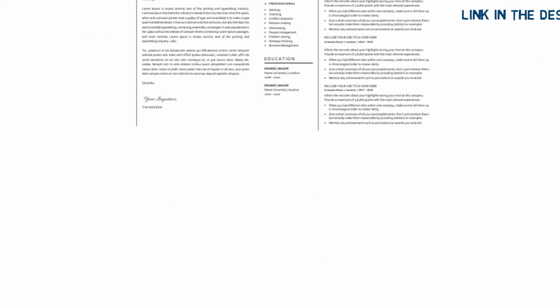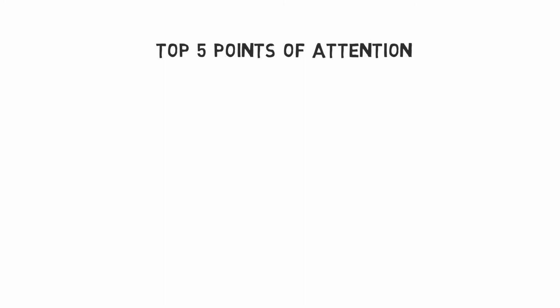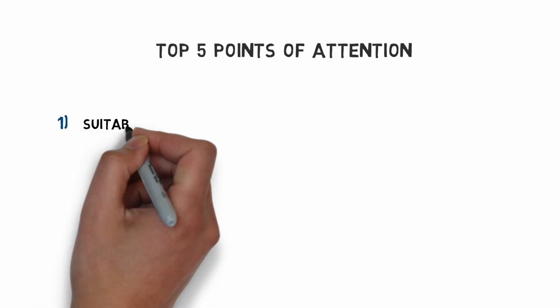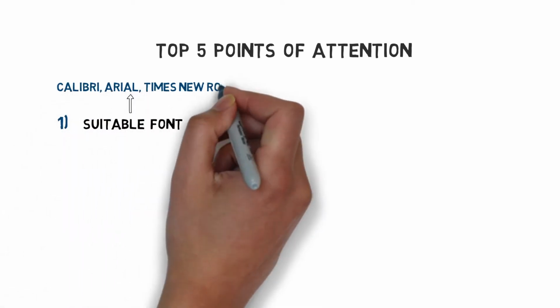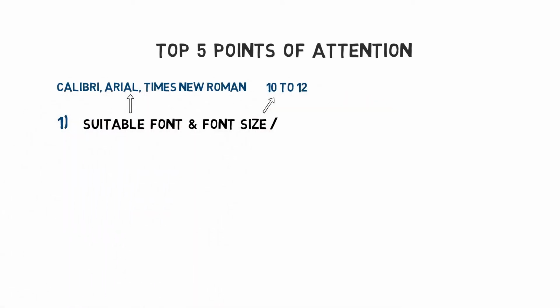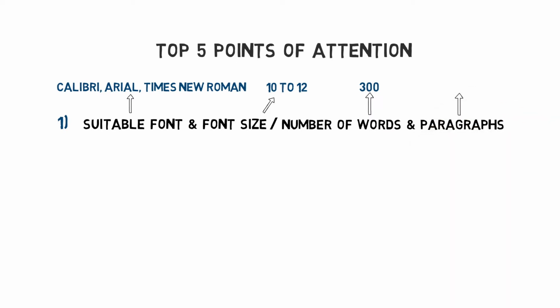Okay, now before we start writing the example letter, let me first emphasize the top 5 most important points of attention. First off, we need to use the appropriate font and font size. Calibri, Arial or Times New Roman with a 10 to 12 point font size is most suitable. I would suggest to not use novelty style fonts like Comic Sans, script style or handwriting fonts. Furthermore, keep a word count of around 300 words and divide the cover letter into 4 paragraphs.